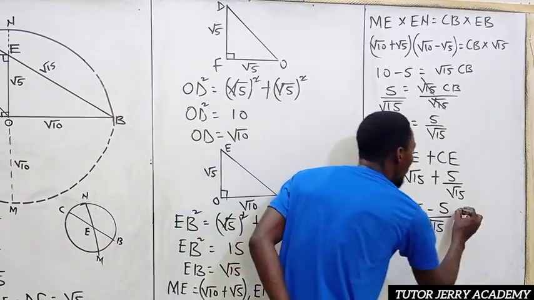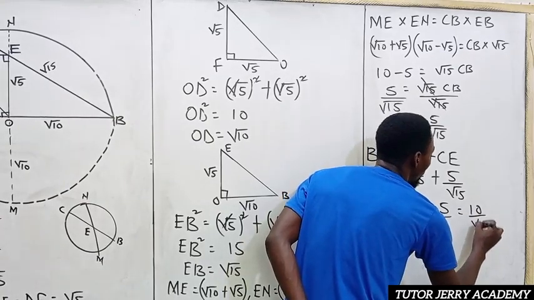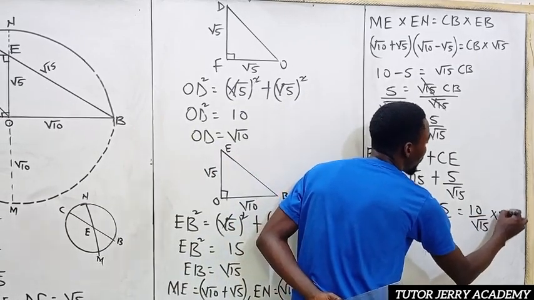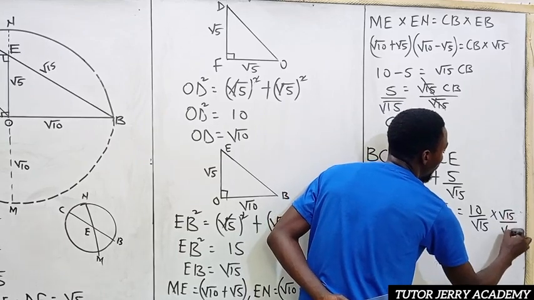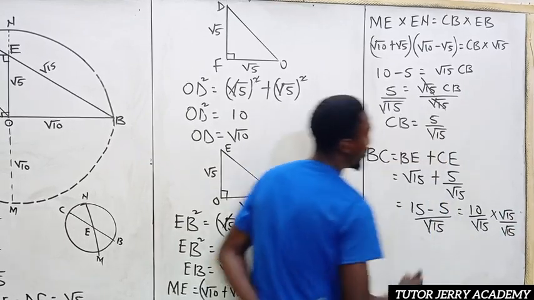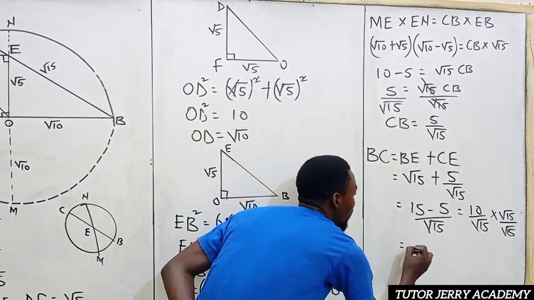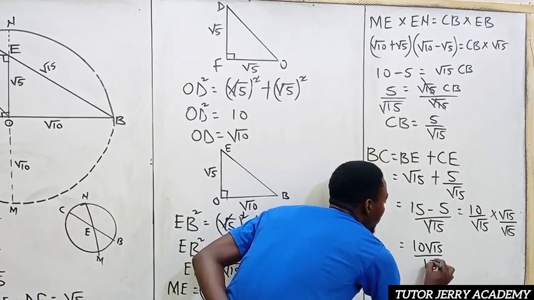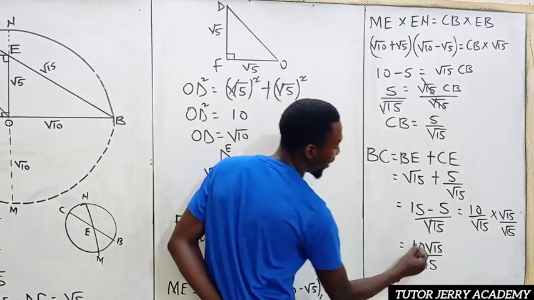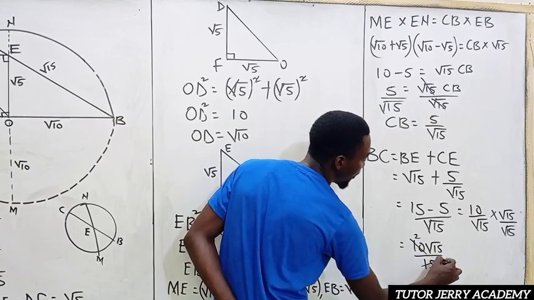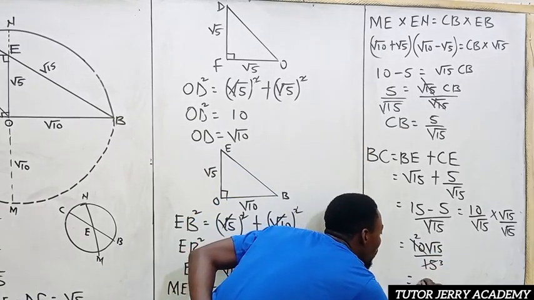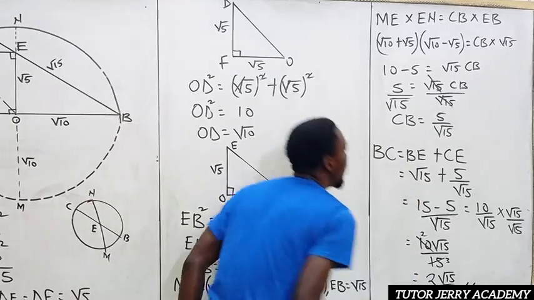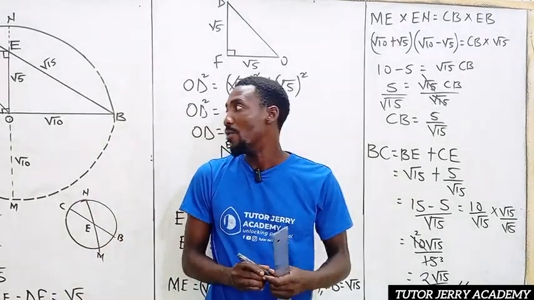So we are going to have this equal to 10 all over root 15. If you rationalize, we multiply by root 15 all over root 15. If you do that, we are going to have 10 root 15 all over 15. If we look at this, 5 in 10 is 2, 5 in 15 is 3. So our final answer is going to be 2 root 15 all over 3. And here is the solution to the above question.